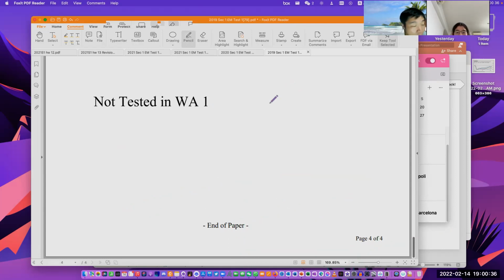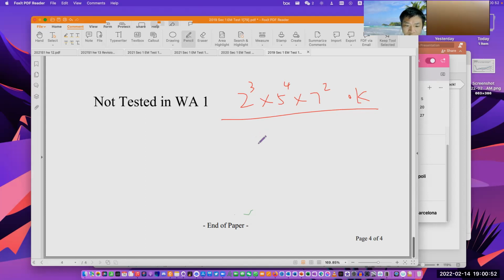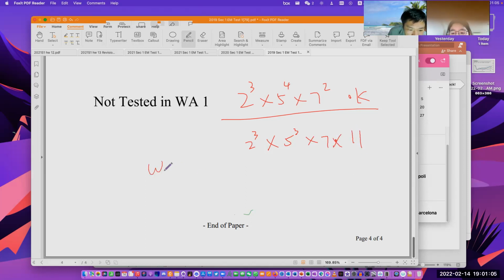Okay, something like this. Let's say you have 2 to the power of 3 times 5 to the power of 4, then 7 to the power of 2, and then they say times a k such that it is divisible by 2 to the power of 3, and then 5 to the power of 3, then 7 to the power of 1. Or times 11. So what is the smallest k such that it is divisible?